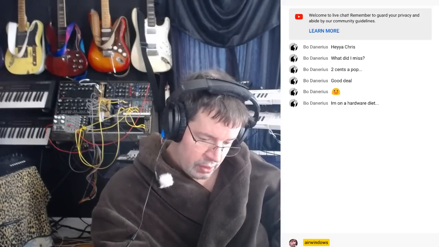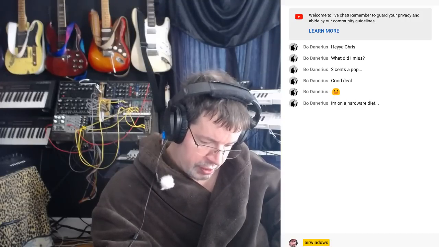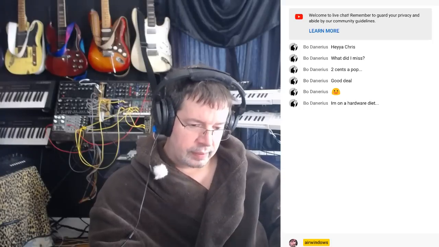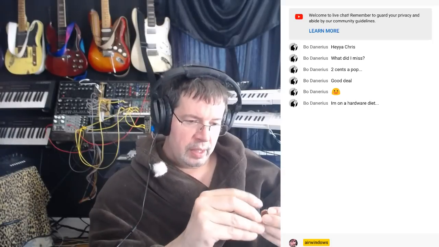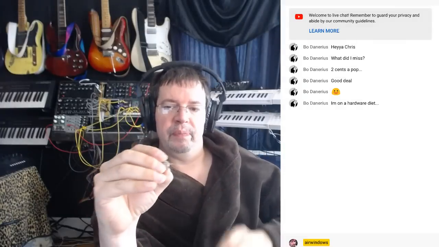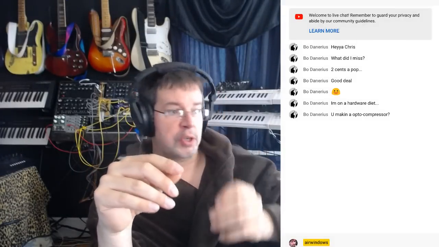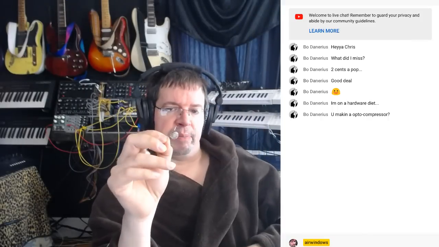But what you do to make photocells work is you can patch this right between a signal of some kind, like a voltage. Oh, I could make an optocompressor. Some kind of signal and the output. Just put this like it was your guitar cable.